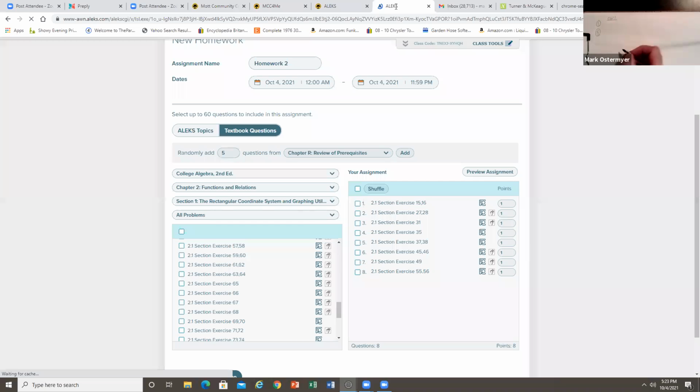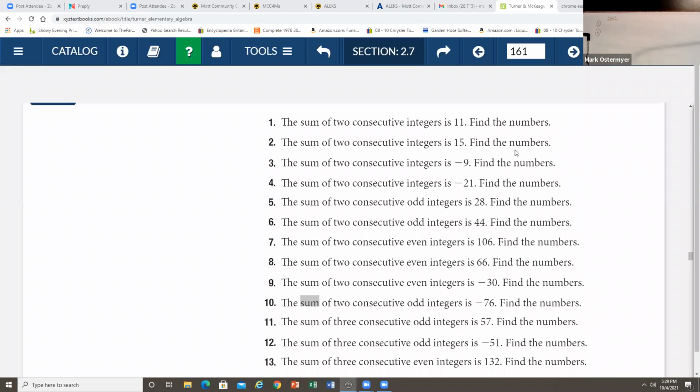All right, number one, anybody get the answers for number one? 4 and 6. I got 5 and 6. I got 5 and 6 as well. All right, let x be equal to an integer. So the next consecutive integer would be x plus 1. And it says these two integers have to sum up to what, 11, correct?